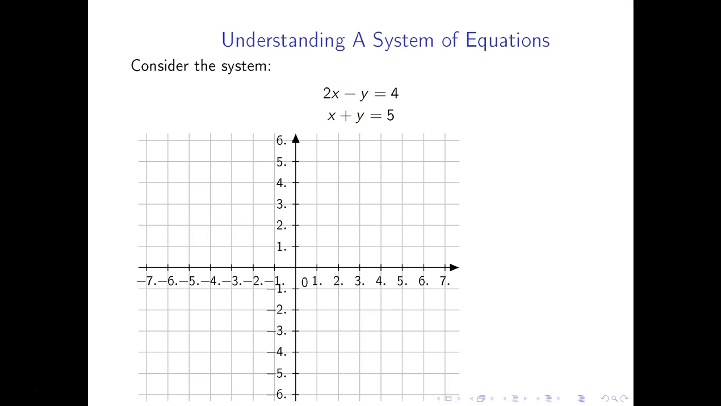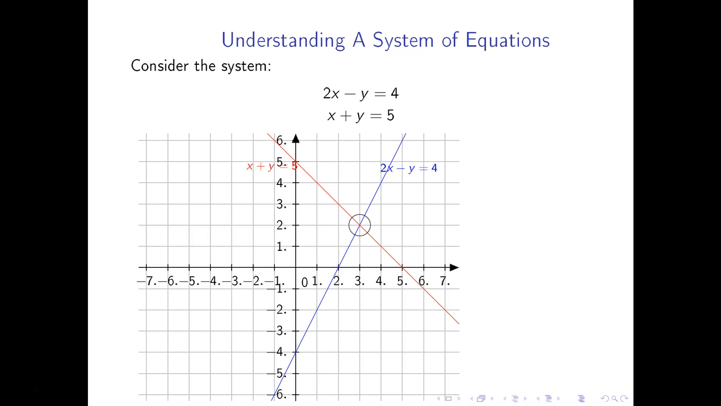Welcome back. So you've hopefully now drawn both lines, and you should have gotten these two lines, where the blue line is the top equation, 2x minus y equals 4, and the red line is x plus y equals 5. Now, as you're looking at this graph, notice that my two lines cross right there, the point (3, 2). That literally means that the solution to my system of equations is the point (3, 2).